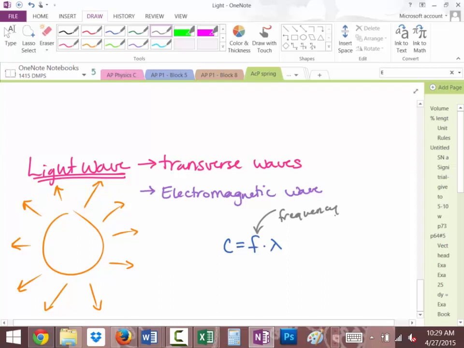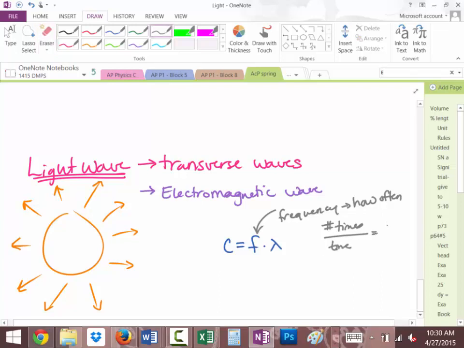So the frequency is just how often something happens. It's how often these little oscillations happen. Does that make sense? So frequency is just how often. Maybe you remember what the units of frequency are? Hertz. Yeah, frequency is the number of times that something happens per measure of time.